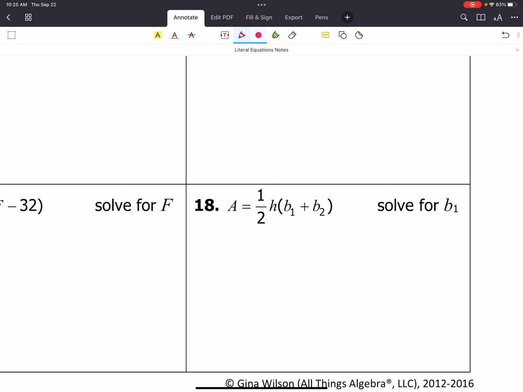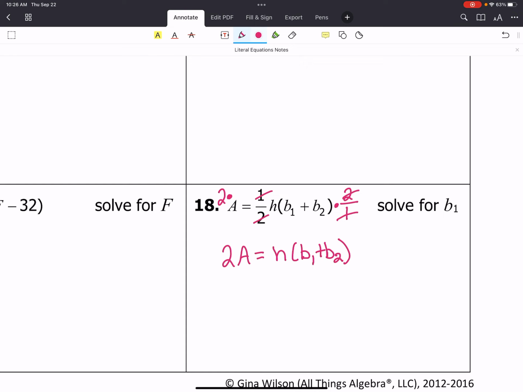Okay, so you notice on number 18, I've got some parentheses going on. There's a lot happening here. But if we take it one step at a time, I see I have 1/2 h, so I have a fraction. So most of the time, it makes most people feel better to deal with that fraction first. So the inverse of 1/2 is 2 over 1, or just 2. So I'm going to multiply both sides by 2. That'll get rid of the fraction. So I have 2a equals h, and then I have b1 plus b2, and we say b sub 1 plus b sub 2.